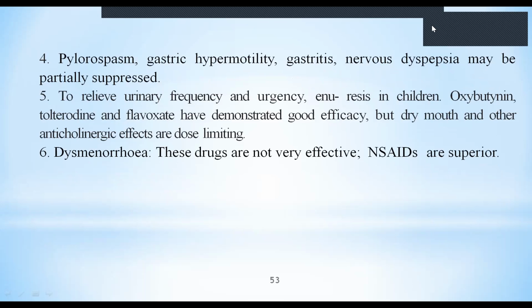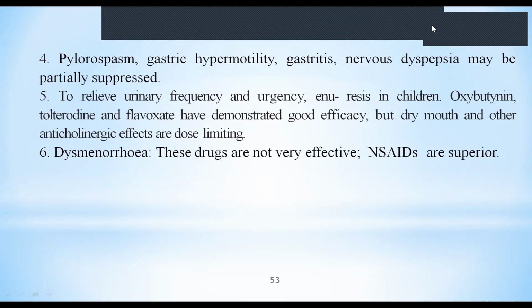To relieve urinary frequency and urgency, and enuresis in children, oxybutynin, tolterodine, and fluoxetine have been demonstrated to have good efficacy, but side effects like dry mouth and anti-secretory properties are the limitations. In dysmenorrhea, the drugs are not very effective. NSAIDs are better for dysmenorrhea.